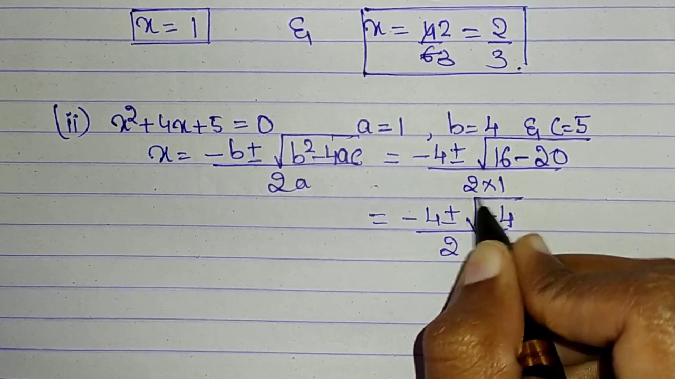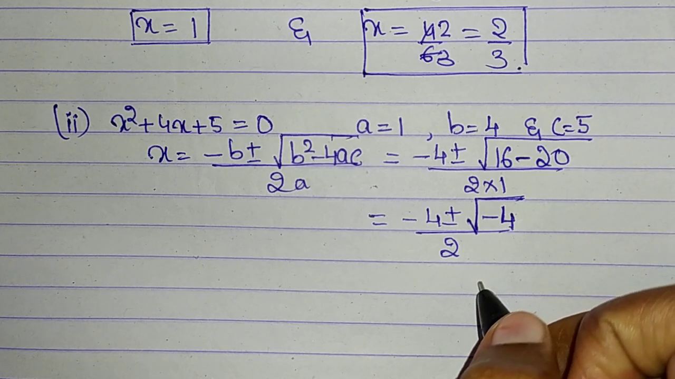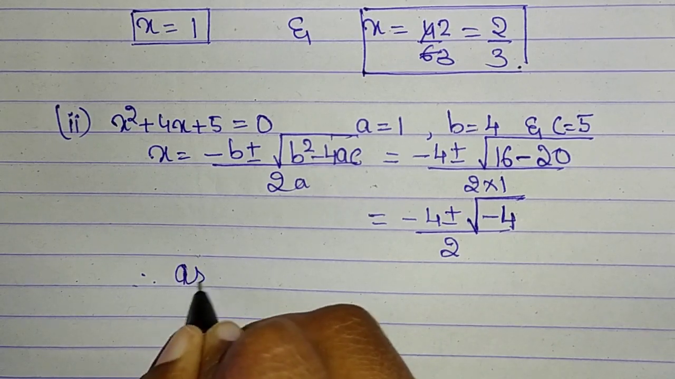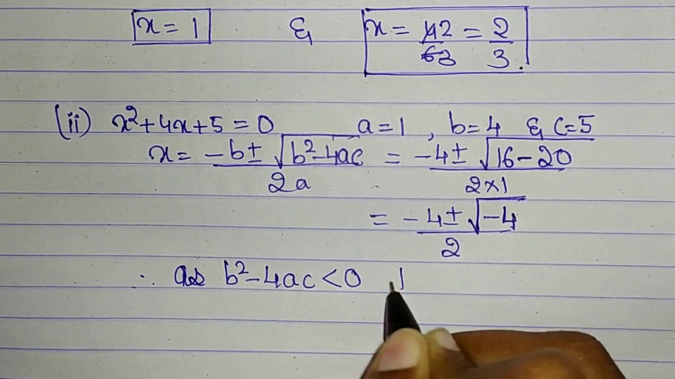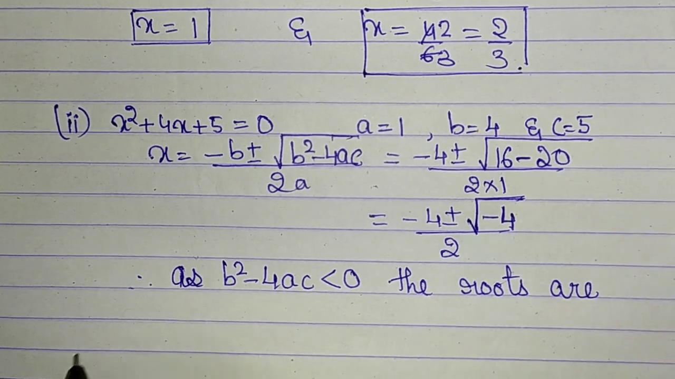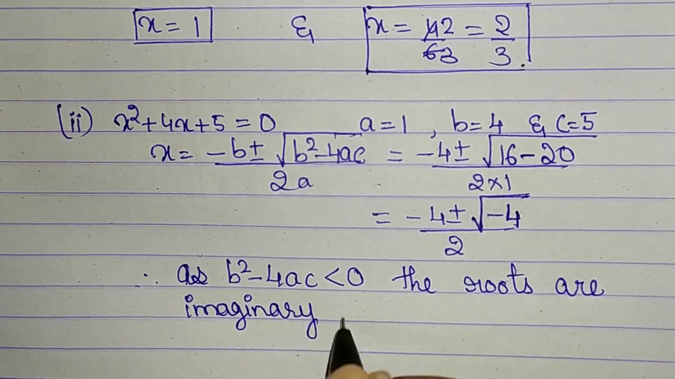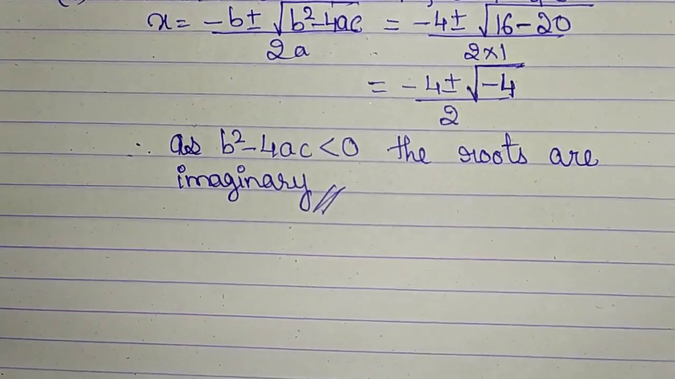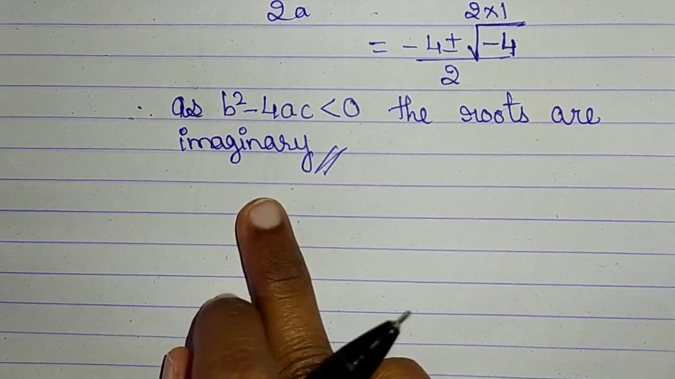So on simplification, we get minus 4 plus or minus under root minus 4, 2. So here square root of minus 4 is an imaginary number. Therefore, since b square minus 4ac is less than 0, the roots or the solutions are imaginary. You learn about these imaginary roots in your higher classes, but there we will brush across this concept in your next topic, that is nature of roots, from this chapter.